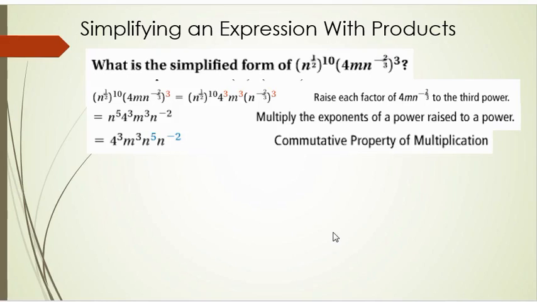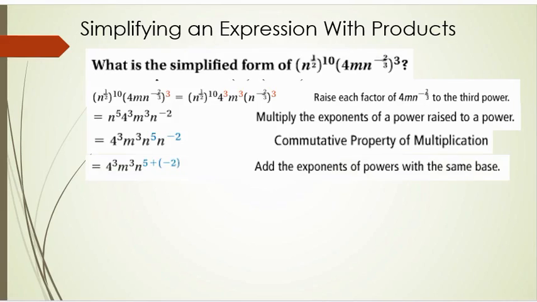So this is your commutative property of multiplication. I just moved my n to the 5th near my n to the negative 2. You're going to add exponents of powers with the same base, so that means your 5 and your negative 2 are going to be added. And we're just going to simplify. So we took 4 to the 3rd, which is 64, and n to the 5 plus negative 2 is n to the 3rd.